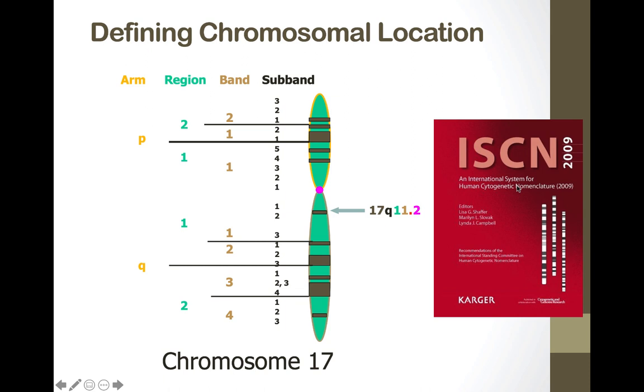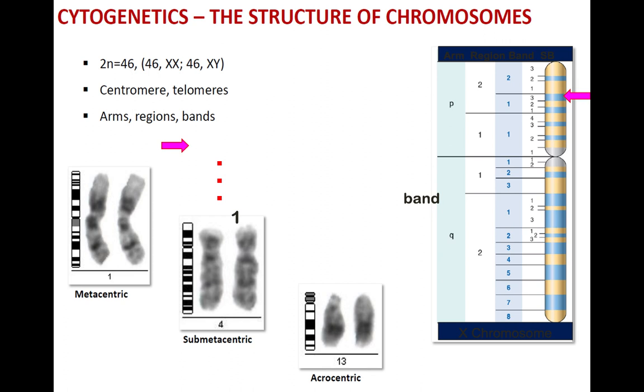Cytogenetics, the structure of chromosomes, 2N equals 46, whether it's more or less. So now this is how I read someone's chromosomes. This is a female, for example. I do a karyotype for her and I find that she's 46,XX. Macro, meaning on a large, big-picture level, she is normal. Male is like this.